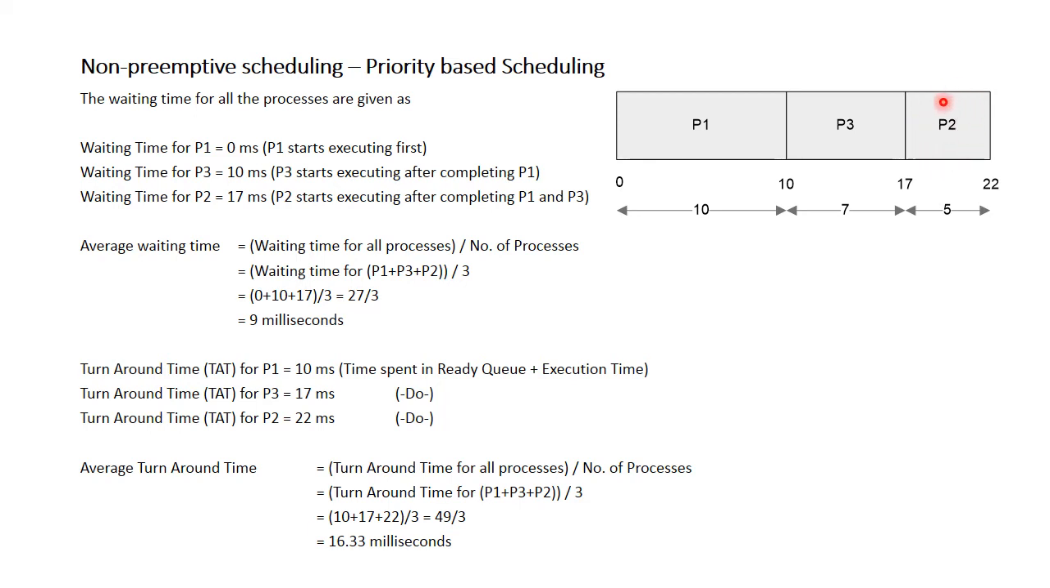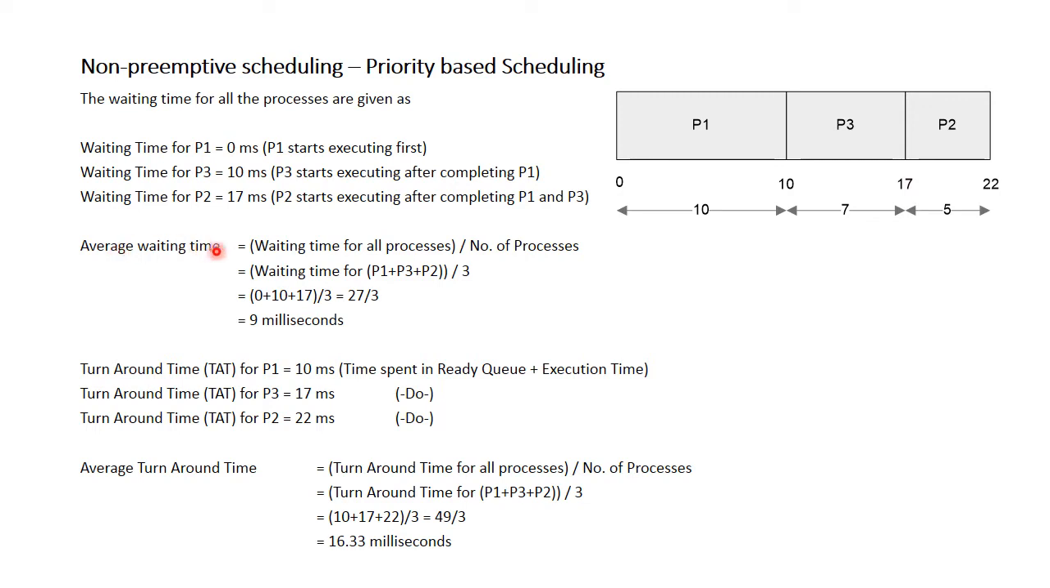So here, before P2 is executed, there are two processes whose execution has to be completed. So the sum of the execution times of P1 and P3 will be the waiting time for process P2. So the waiting time for process P2 will be 10 plus 7, that is 17.